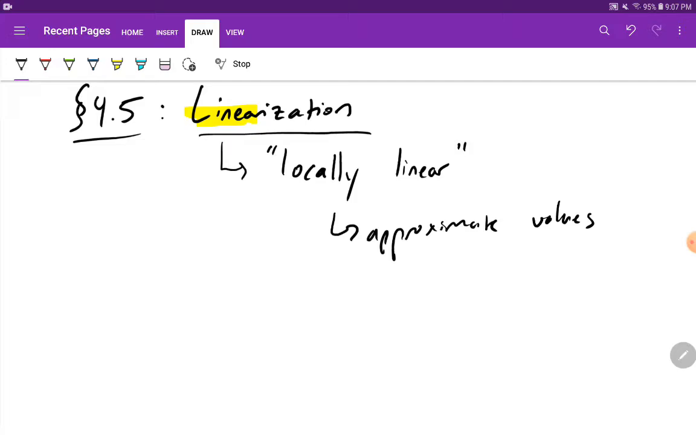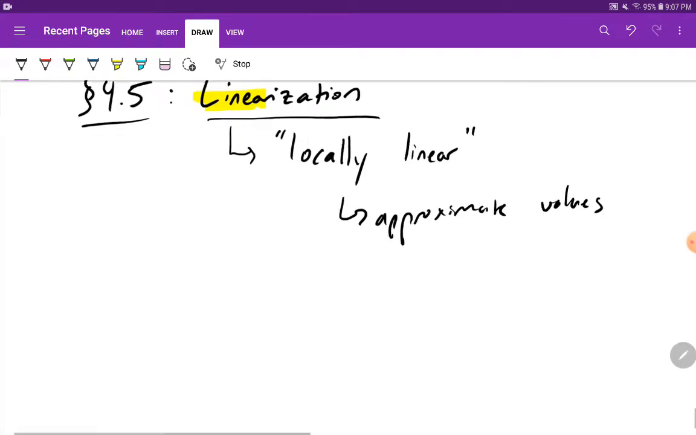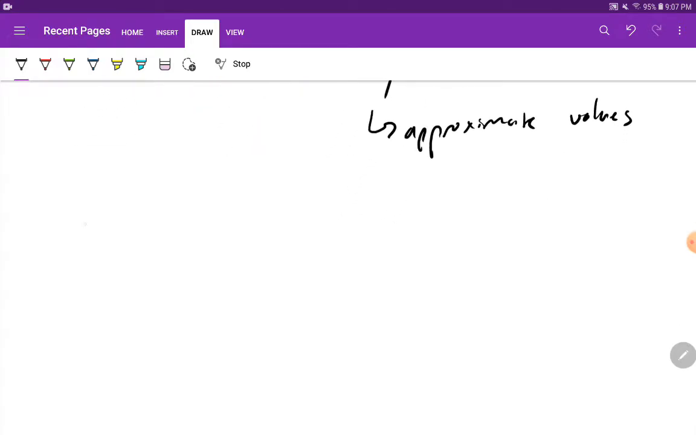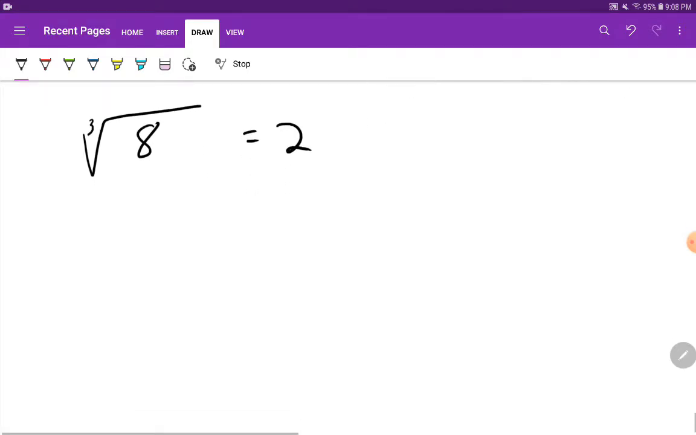So let me just start off by asking you a question. If I asked you, what is the cube root of, I don't know, 8? Well, hopefully you don't have to pause the video, and you can answer this quickly and tell me that it's 2, right? And yay! Wow, that was so easy. Wow, Mr. Lee, linearization is so easy. Well, that's not linearization.